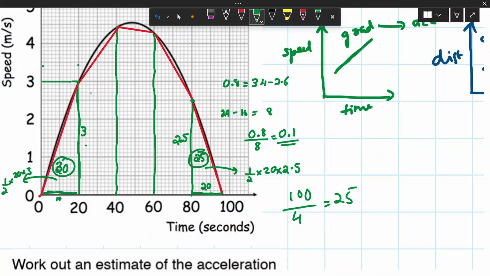Now for the trapezium in the middle, let's see, what is this? This is 4.4. Okay, so this is 4.4. And then I'm going to need one right here. That looks like 4.3. And this one was 2.5, wasn't it?